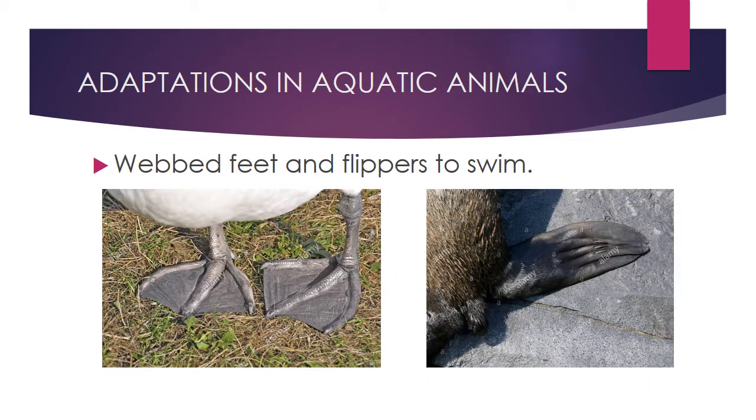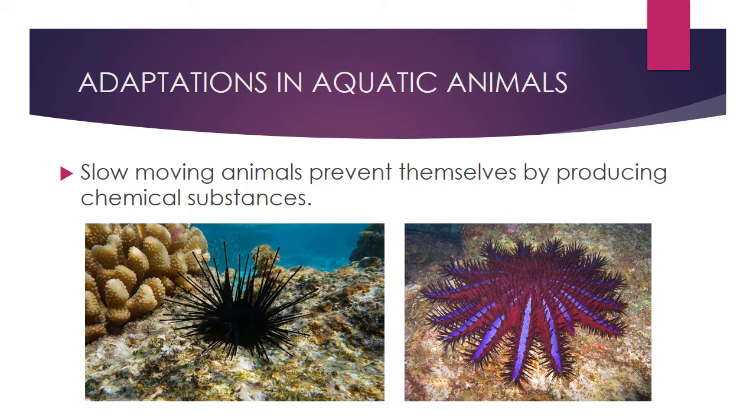Some aquatic animals like frogs, ducks and seals have webbed feet and flippers which help them to swim in water easily. Some slow moving animals such as the sea stars protect themselves by producing chemical substances which help them to sting their enemy. So this was all about the adaptations that are seen in the aquatic habitat.